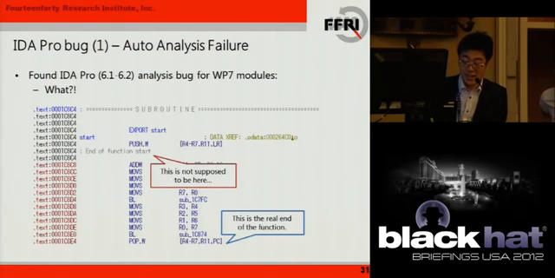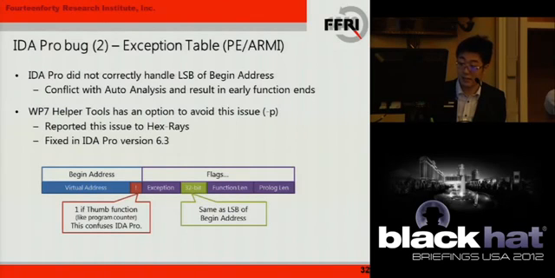I discovered why. IDA Pro did not correctly handle the function table, more specifically, the LSB of the begin address of the function. So I added an option to avoid this issue, and it will make analysis much better. I also reported this issue to Hex-Rays, and it's fixed in IDA Pro 6.3.